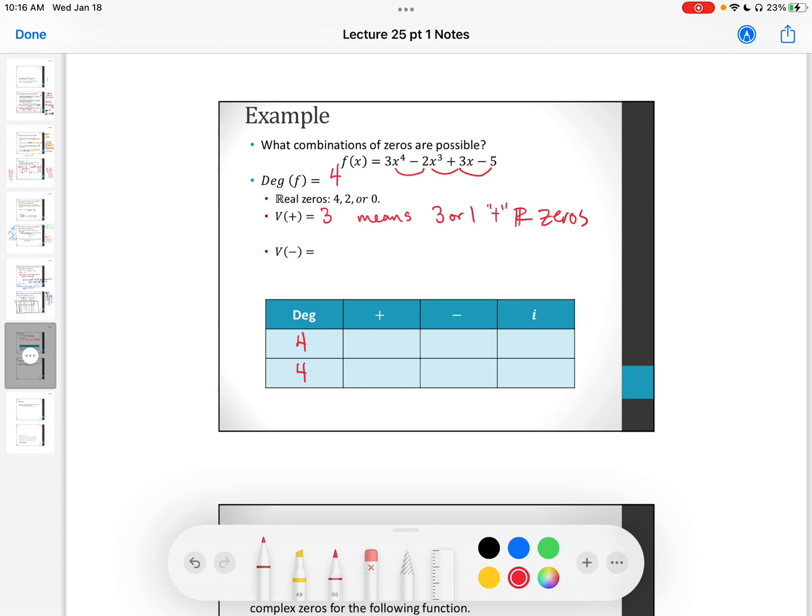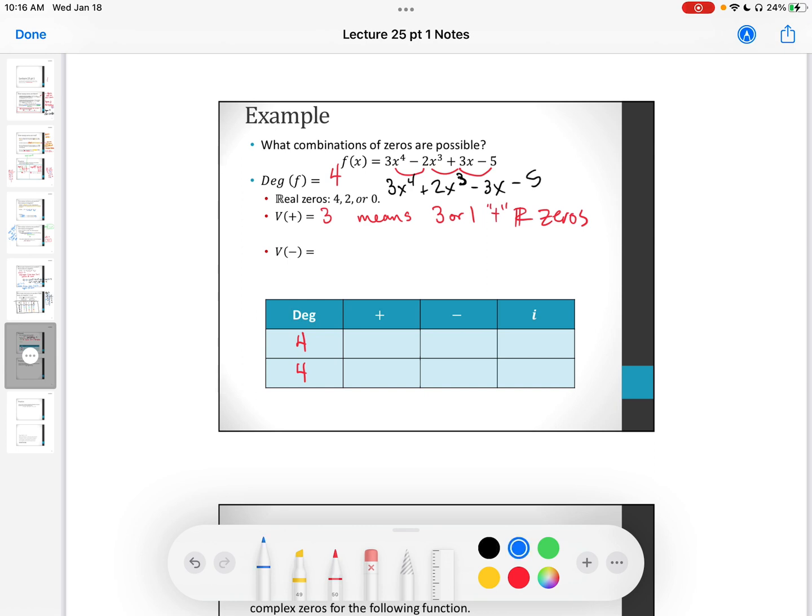Then I'm going to go through. Now remember, we have to plug in an f of negative x. I showed you a little trick here. If they have even exponents, their signs don't change. If they have odd exponents, their signs will change. So this becomes 3x to the fourth, odd, so that will change to a positive 2x cubed. Odd, so that will change to a negative 3x minus 5.